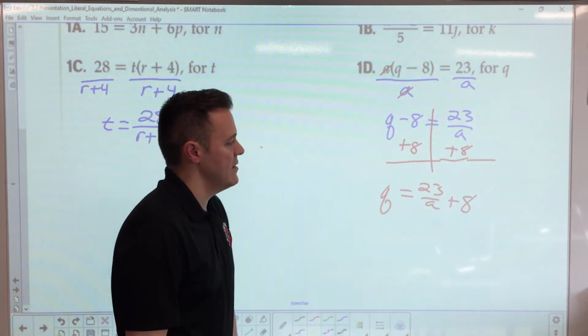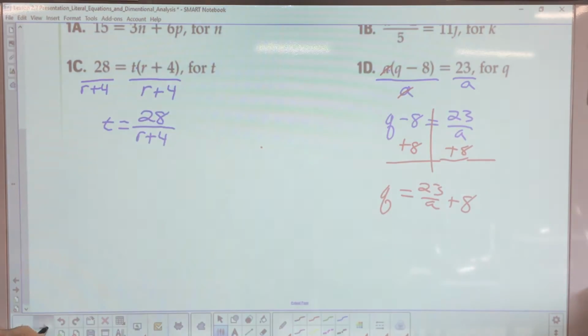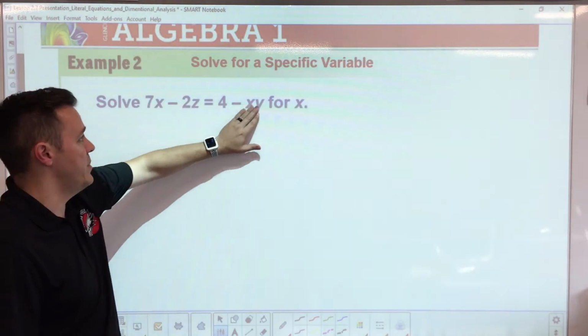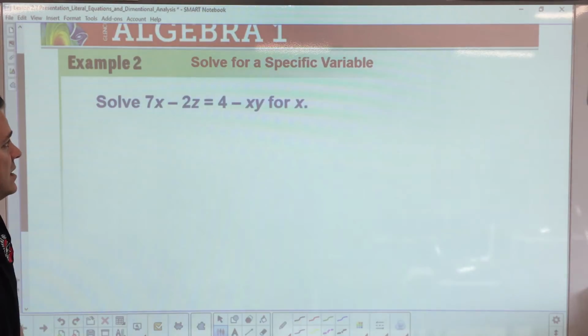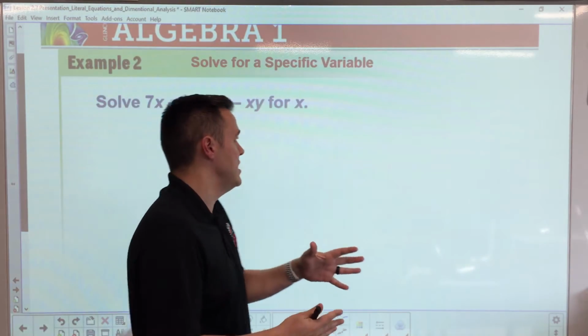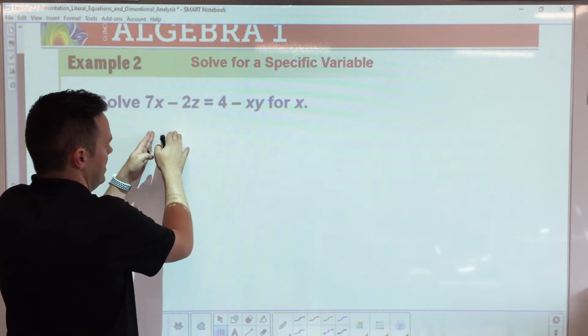All right. If you guys have any questions about these, please come ask me in class. All right, let's keep going. All right, now we have a formula for solve this bad boy for x. How about that? Now, what you want to do is, in this instance, is you need to get everything involved with the letter x to one side, okay?